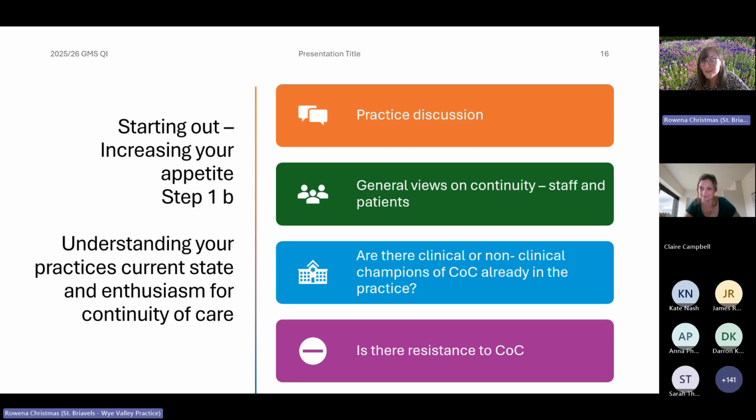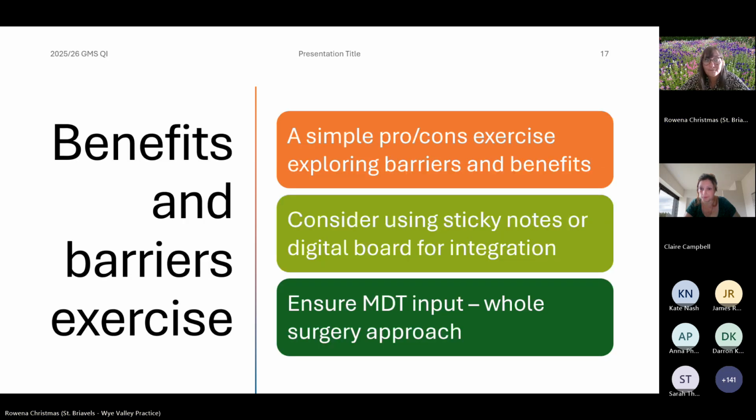And try and assess whether there's some resistance to continuity of care or change in any form, because we all know change is one of the biggest challenges for people in an already very busy and difficult job. A benefits and barriers exercise is really helpful to get this conversation going and make people feel supported to share their concerns. This can be in a practice meeting or an educational session.